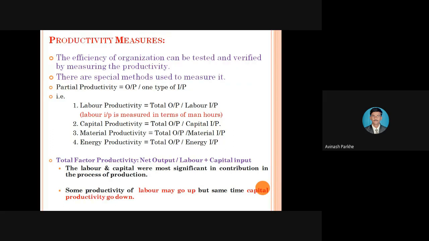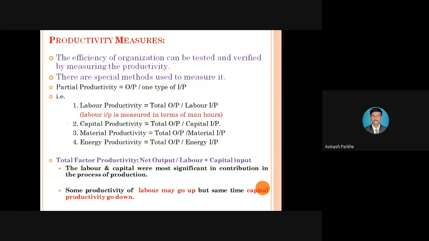So if I have to calculate the partial productivity of each and every input, for example the labor productivity, I have the basic formula of productivity, output upon input. But if I have to calculate the productivity of only labor, then the formula is: labor productivity is equal to total output upon labor input. Now the labor input can be measured in the form of the number of hours that laborers are working.